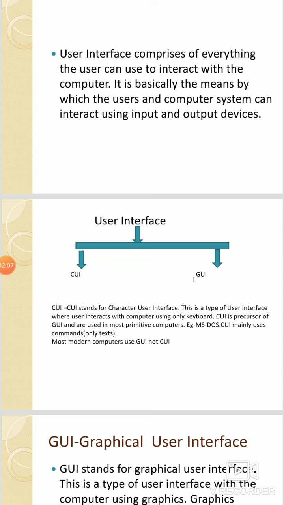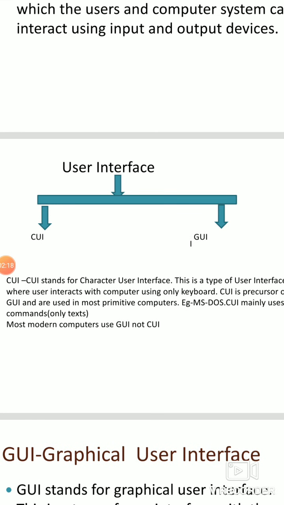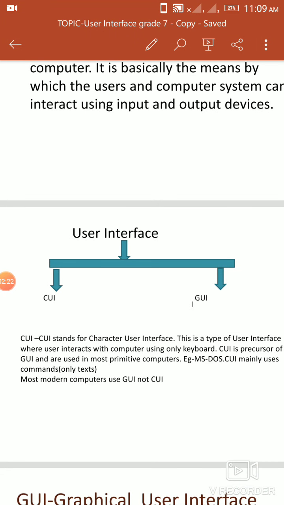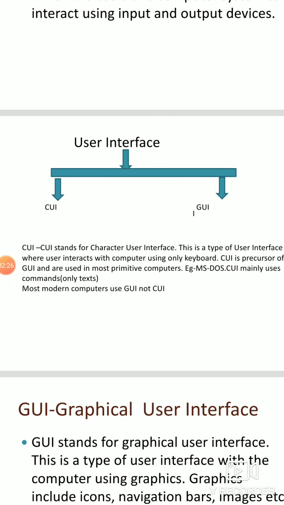CUI stands for Character User Interface. This is a type of user interface where users interact with computers using only keyboard. CUI is the precursor of GUI, or you can say the previous version of GUI, and is used in most primitive computers. Example, Microsoft DOS. CUI mainly uses commands, that is only text. Most modern computers are GUI, not CUI.